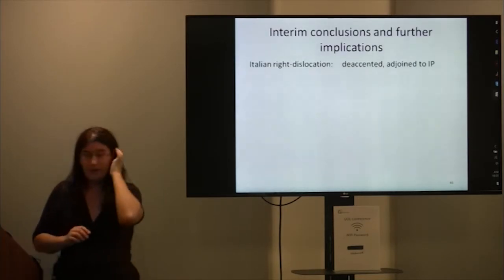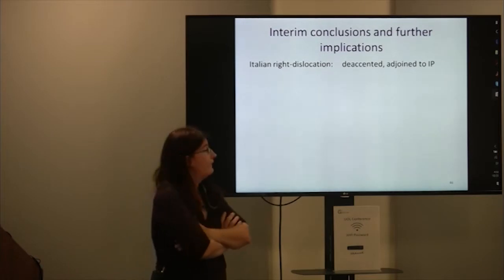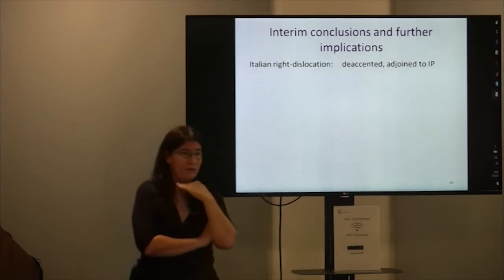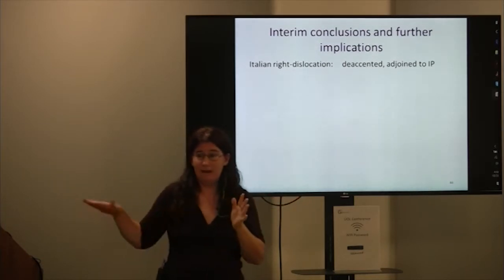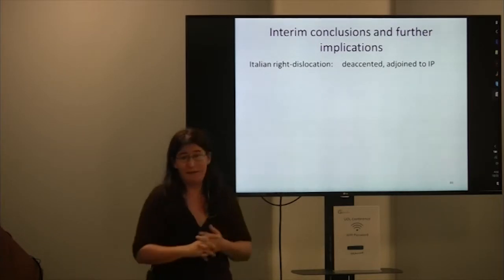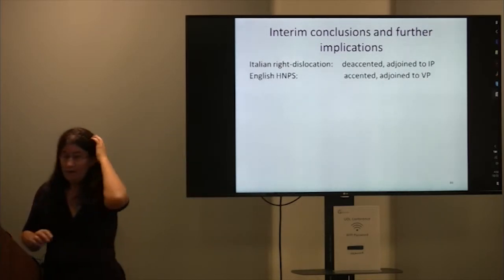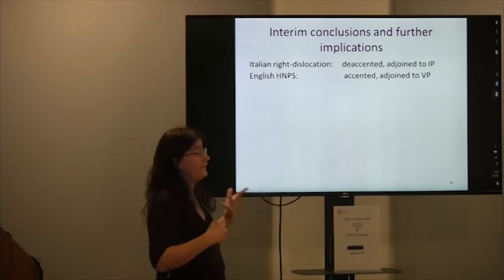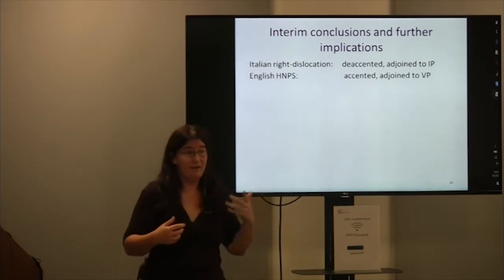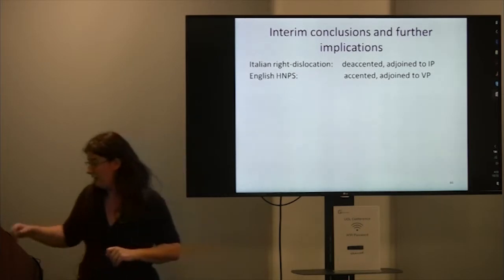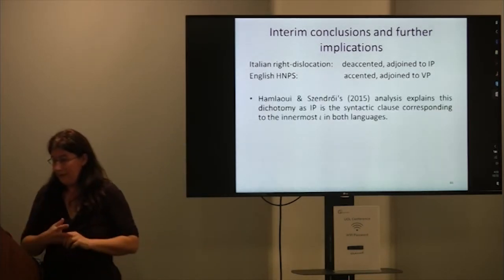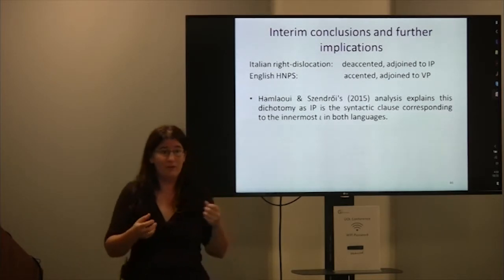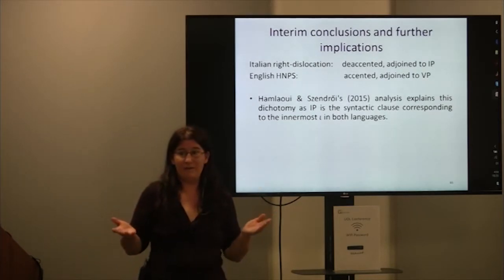Okay. So what I would like to summarize is that in a case of Italian right dislocation, you get de-accenting, lots of prosodic markers of the fact that this thing is outside the core intonational phrase. And indeed, those elements are adjoined high. In the English heavy NP shift, the adjoined element seems to be adjoined lower, and it picks up the main accent. In fact, it's really a focus device in English, or it could be viewed as such. Now, this dichotomy actually falls out of this analysis, because the position of the verb, or the position of the finite element, is what determines the intonational phrase.